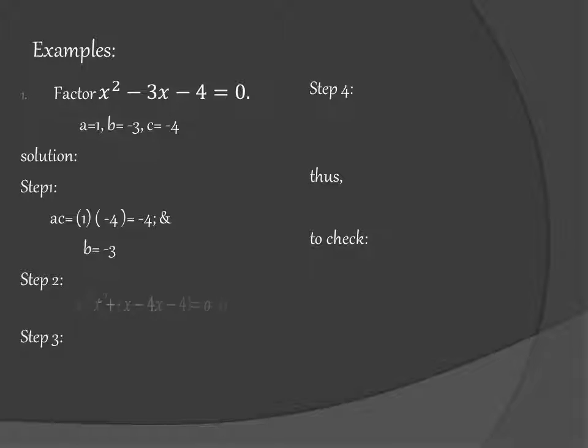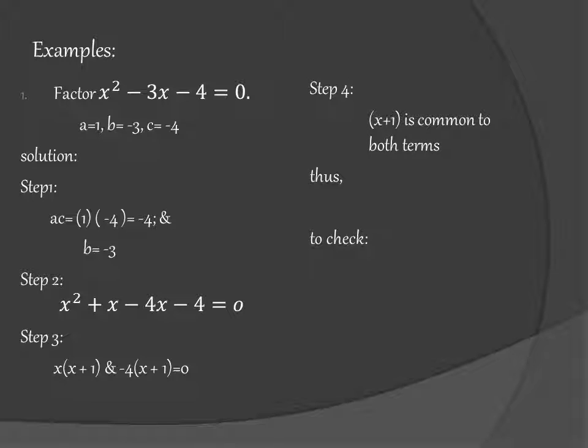Step 2, we need to write the second term, which is negative 3x, using the numbers in step 1. So it must be x and negative 4x. So for step 2, we have x squared plus x minus 4x minus 4 equals 0. Step 3, we need to factor the first two terms and the last two terms separately. So, x squared plus x has the factor of x times the quantity x plus 1, and negative 4x minus 4 has the factor of negative 4 times the quantity x plus 1.